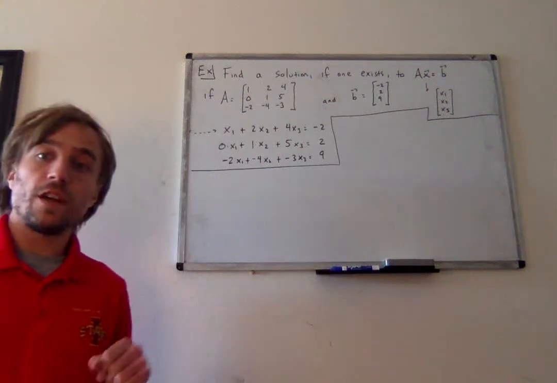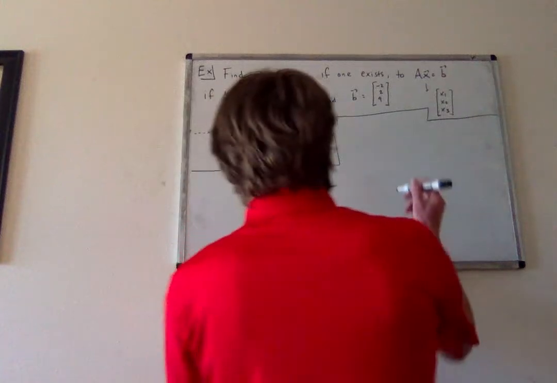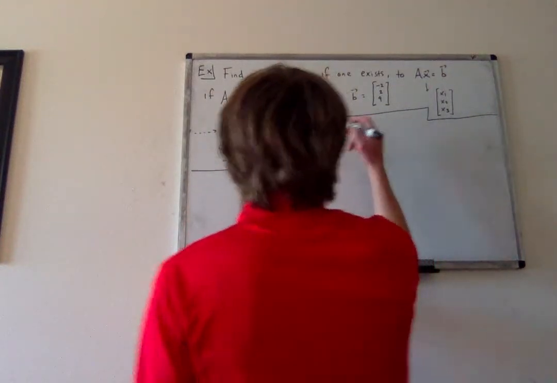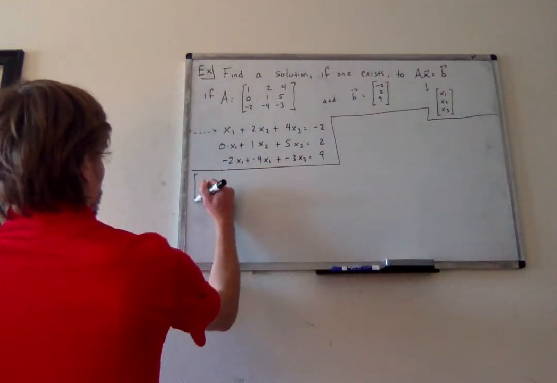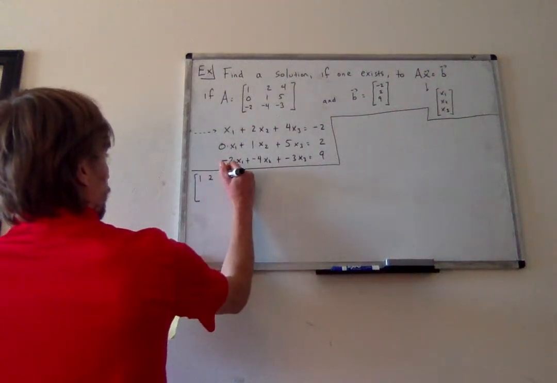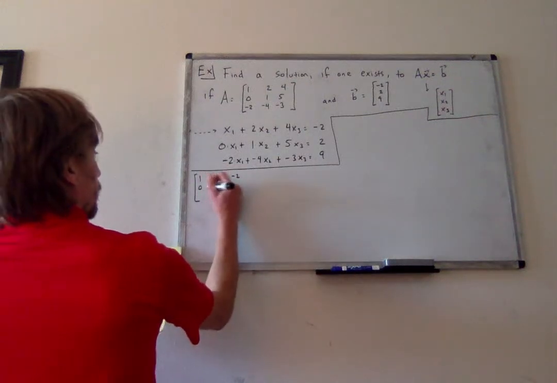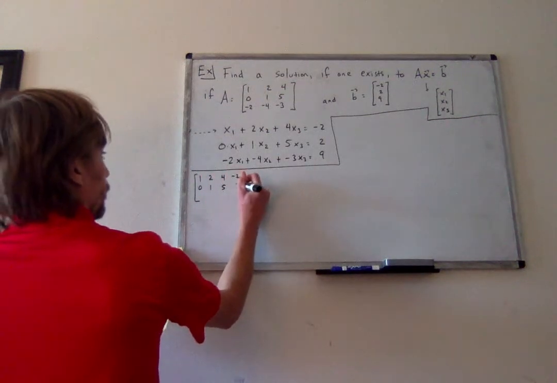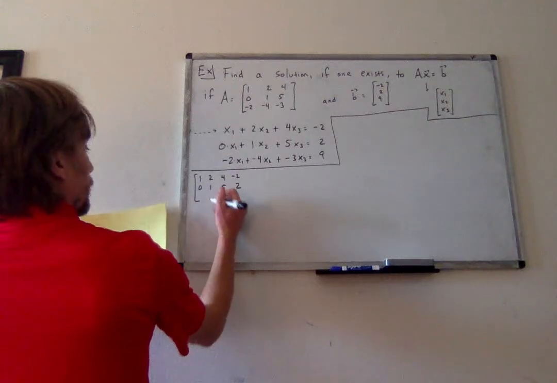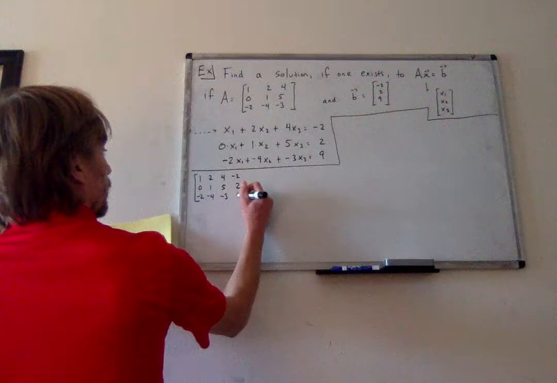So we know how to find a solution to this system. Set up the augmented matrix. I will do it down here. Hopefully I have enough space for myself. 1, 2, 4, -2, 0, 1, 5, 2, and -2, -4, -3, 9.